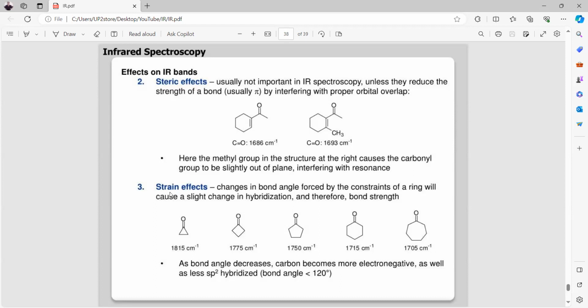The third reason is strain effect. Changing the bonding energy by the constraint of the ring will cause a slight change in hybridization, and therefore bond strength. With different ring sizes, we have a different wave number for the carbonyl group, as you can see in this slide. As the bonding angle decreases, carbon becomes more electronegative as well as less sp2 hybridized, with a bonding angle lower than 120.